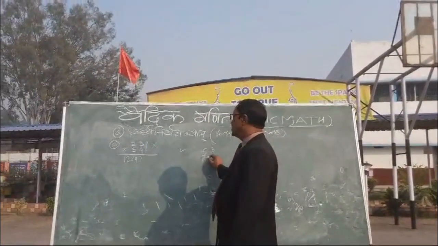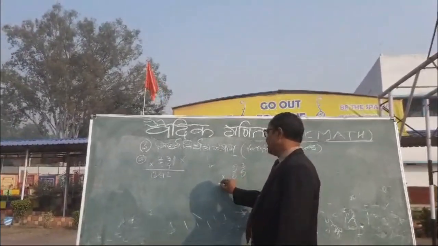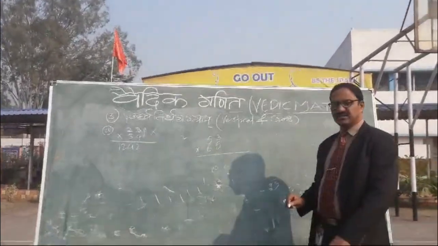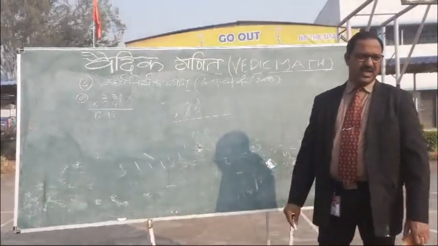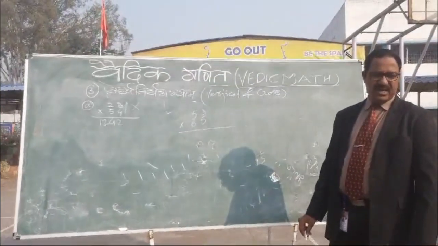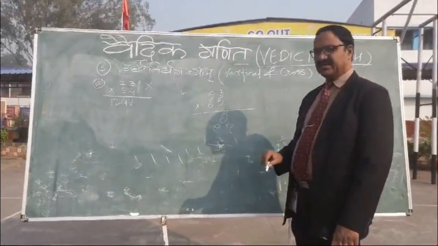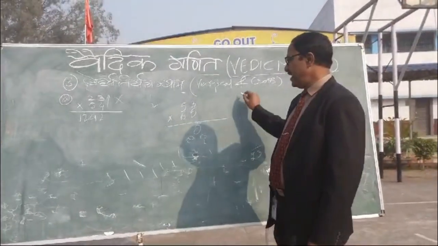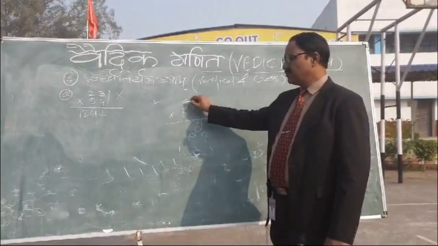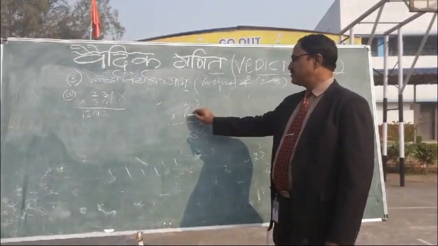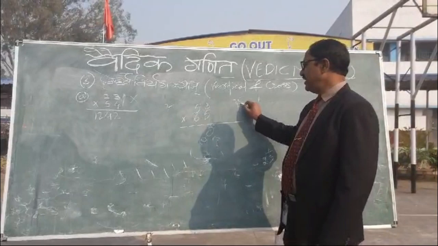53 into 65. Yes. See more examples. 53 into 65. What is the method? 5 into 3, 15. Yes. 5, carry 1. 5 into 5, 25. 6 into 3, 18.